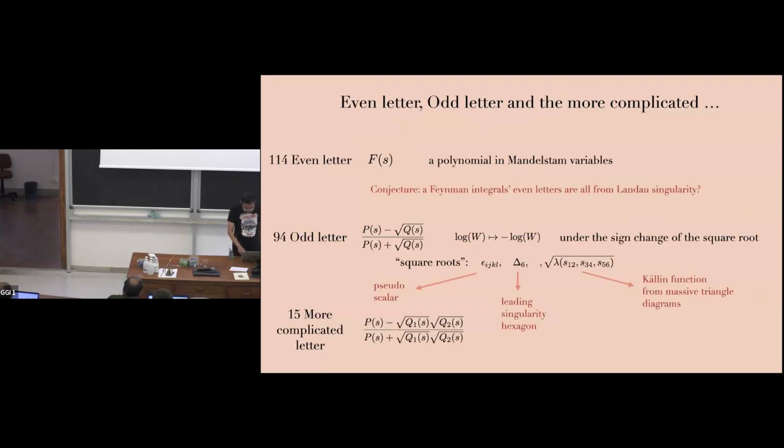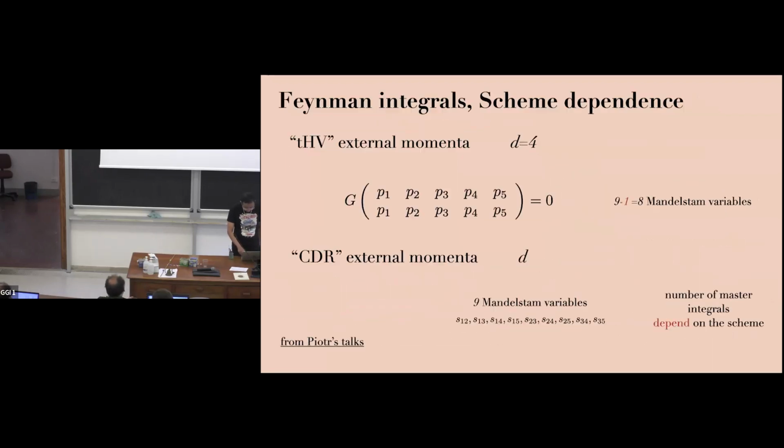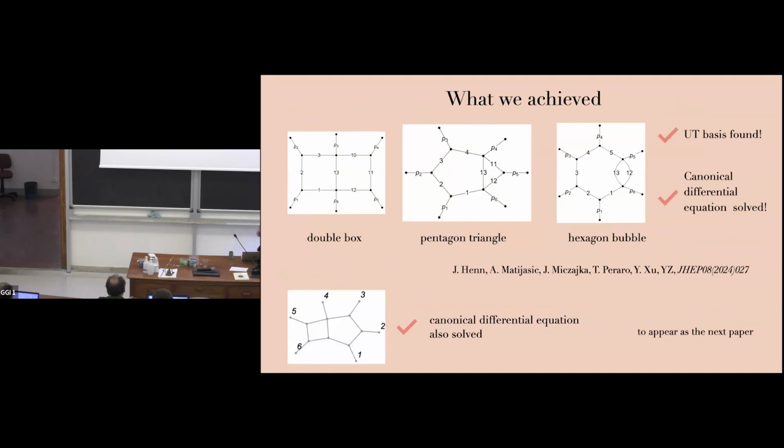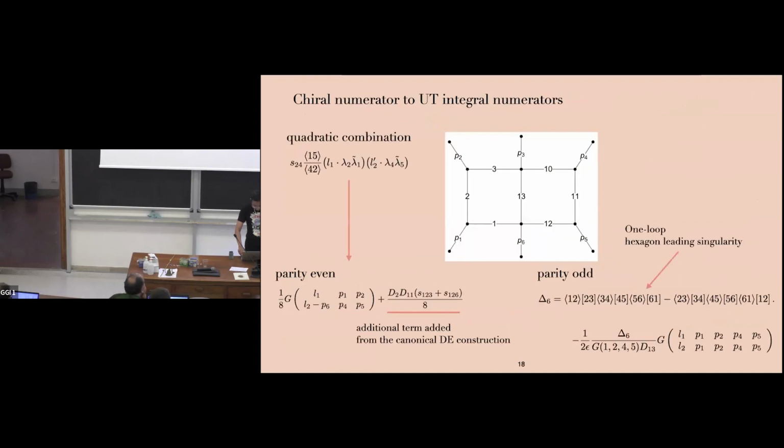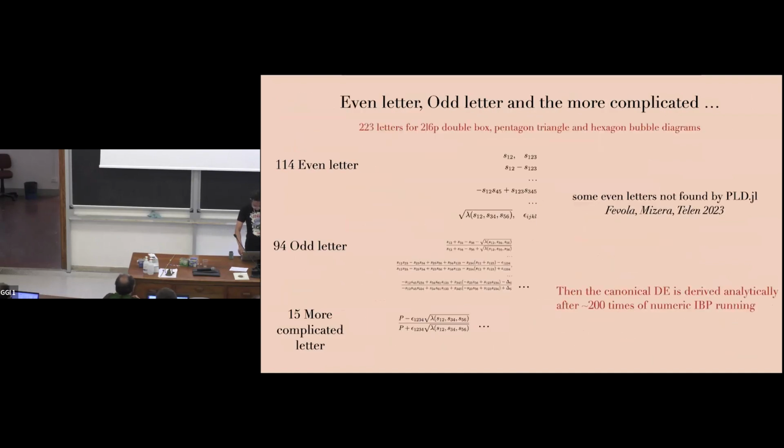Especially I can say something for the simpler diagram. The observation is that for this diagram, this package is actually very good and predicts all the even letters. But for these two, they both missed some of the even letters. Okay, that's the letters.